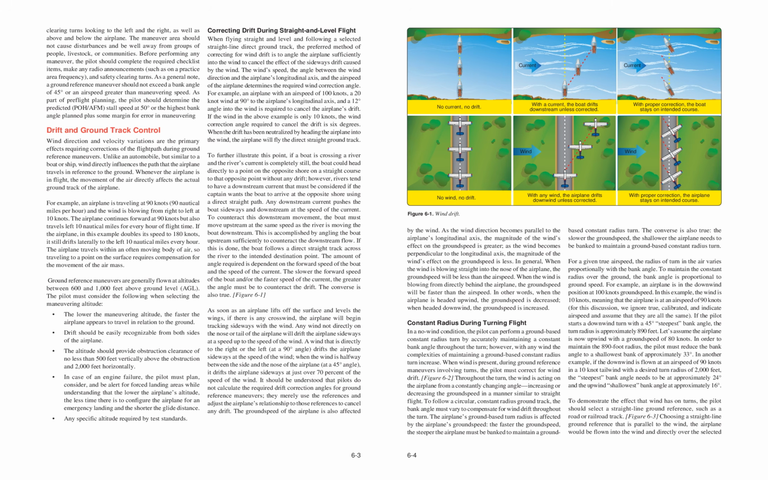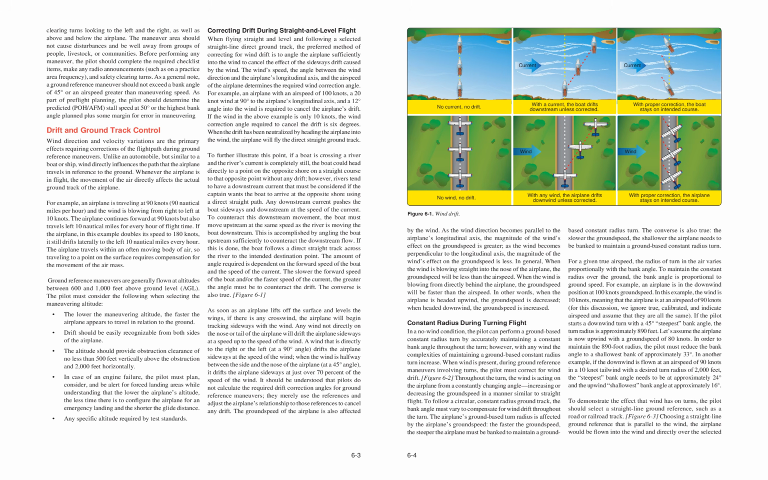6-3. Current. No current, no drift. With a current, the boat drifts downstream unless corrected. With proper correction, the boat stays on intended course. Wind. No wind, no drift. With any wind, the airplane drifts downwind unless corrected. With proper correction, the airplane stays on intended course. Figure 6.1. Wind drift by the wind.